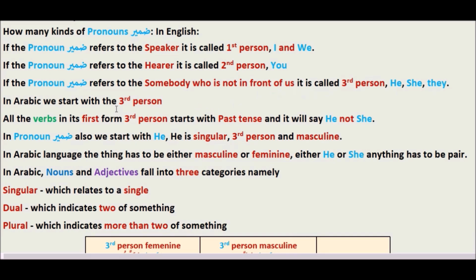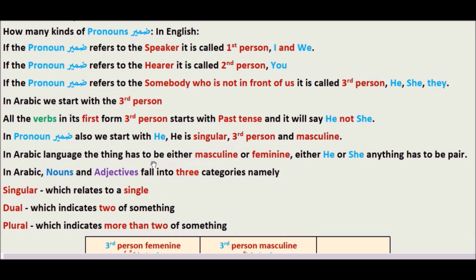In Arabic, we start with the third person. All the verbs in this first form, third person, start with past tense, and it will say he, not she. In pronoun also we start with he. He is singular, it is third person and masculine. That he is not in front of us. It's used for a singular and it is also masculine.